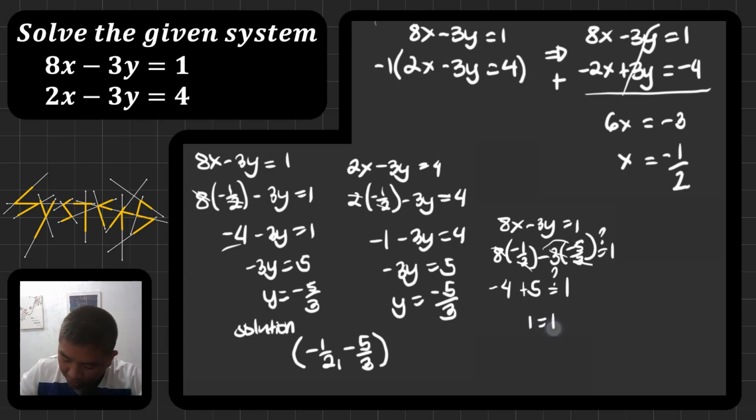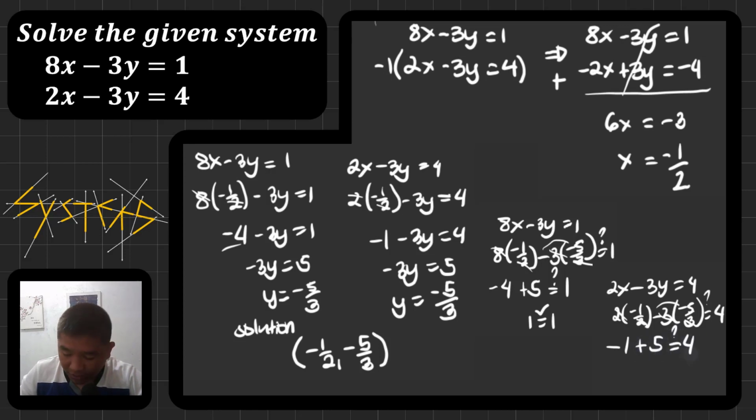1 equals 1, check. And again, this solution must also satisfy the second equation, so that we could really say that this is the solution. But of course, let's use the original equation. You have 2x minus 3y is 4. So 2 times negative 1 half minus 3 times negative 5/3 equals question mark 4. Again, negative 1 in here as well, and the double negative property, so plus 5 equals question mark 4. You will have 4 equal to 4.